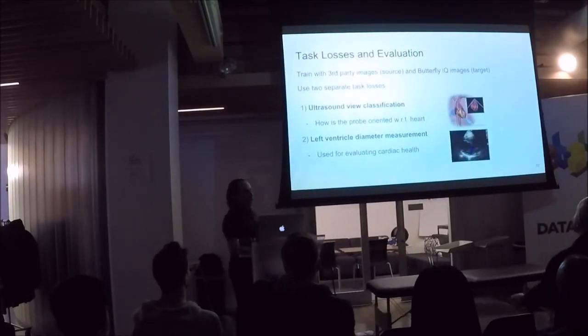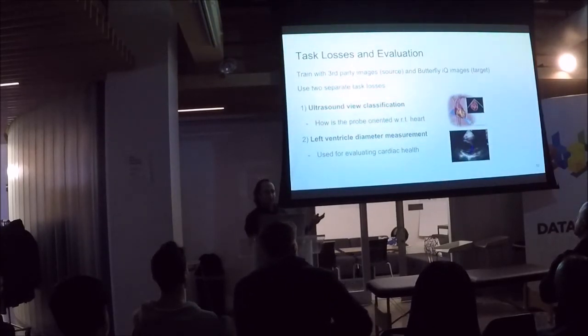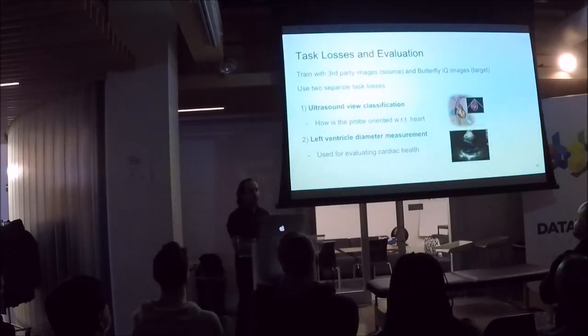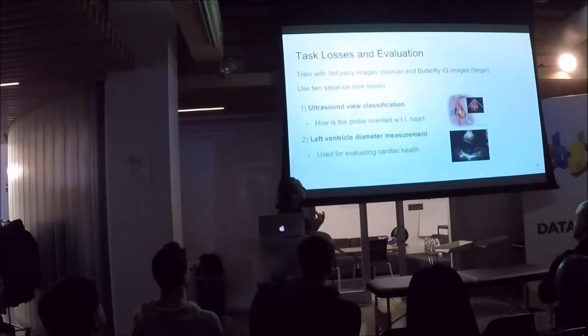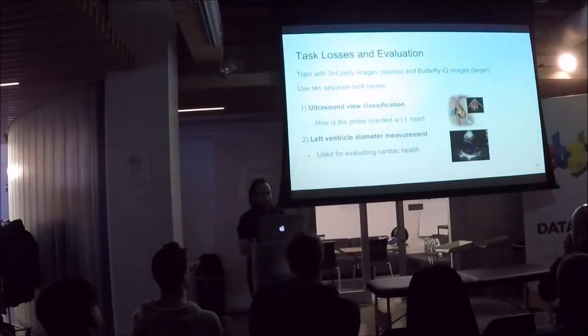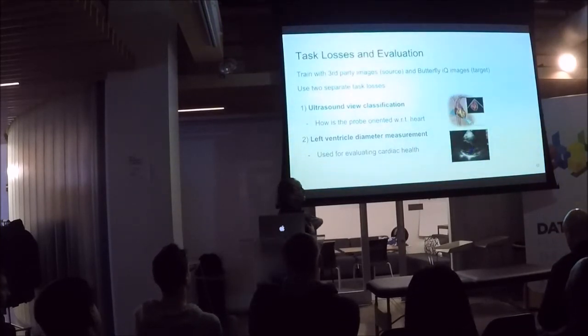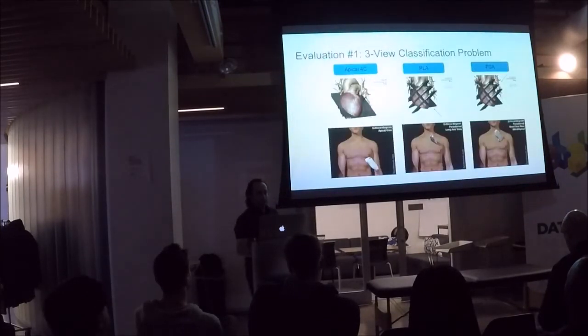Okay, so how do we actually evaluate this thing? Well, our source data set, as I mentioned before, is a collection of images from other ultrasound devices, and we want to test it on Butterfly devices. We're going to do two different tasks for evaluating it. The first is view classification, which is what part of the heart a particular image came from. The second is estimating the diameter of the left ventricle. This is for that task I mentioned before, ejection fraction.